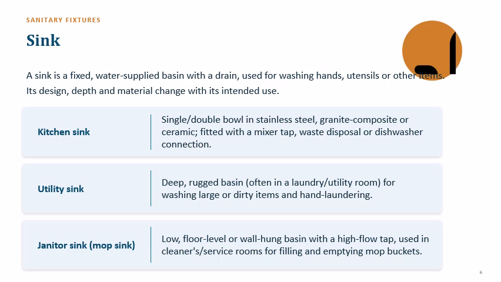The kitchen sink is single or double bowl, in stainless steel, granite composite or ceramic, fitted with a mixer tap, waste disposal or dishwasher connections. The utility sink is a deep, rugged basin, often in the laundry or utility room, for washing large or dirty items and hand laundering. And the mop sink is a low floor-level or wall-hung basin with a high flow tap, used in cleaners' or service rooms for filling and emptying mop buckets.